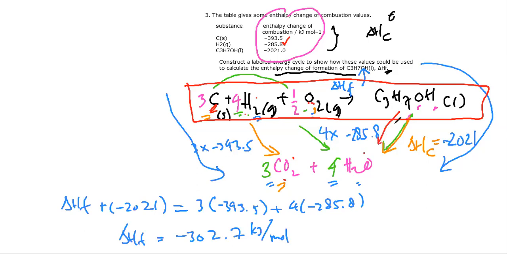Combustion of propanol means that you have propanol and then you have CO2 and water, with the value of minus 2021. Then you construct delta HF plus this value equals this value and this value. Then you can get this value, and you have finished the question successfully.